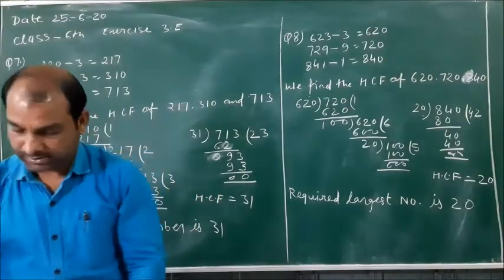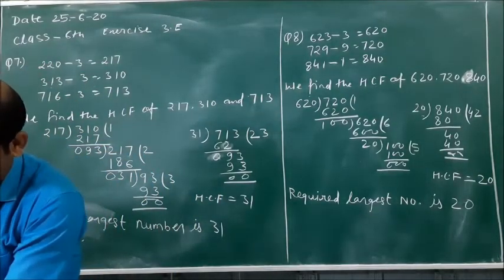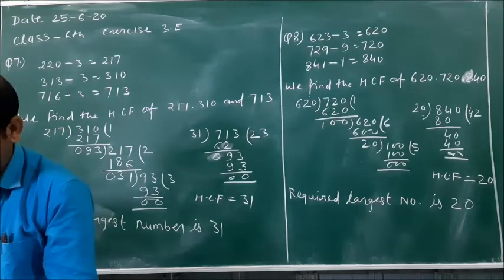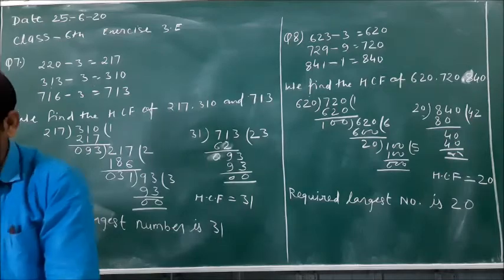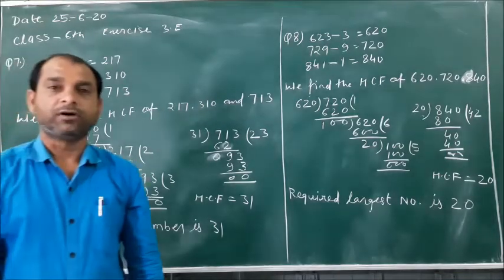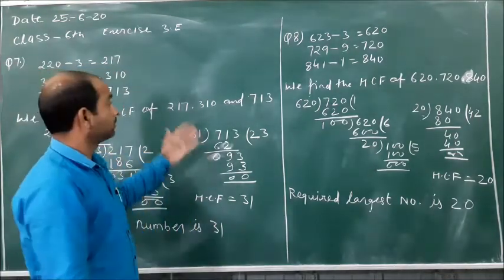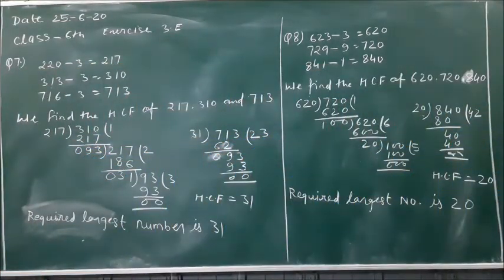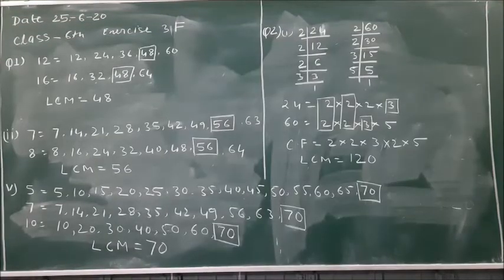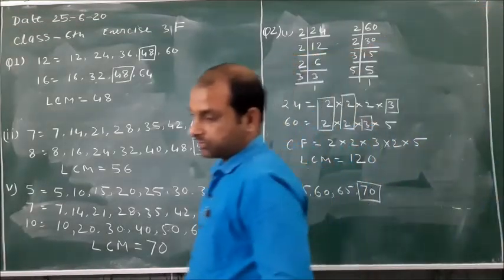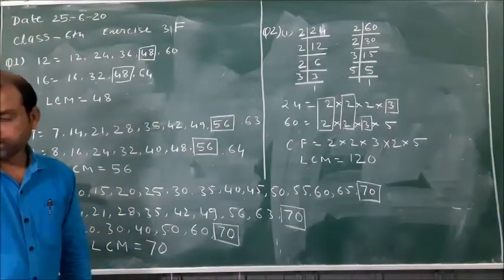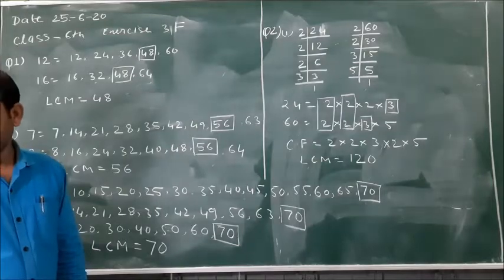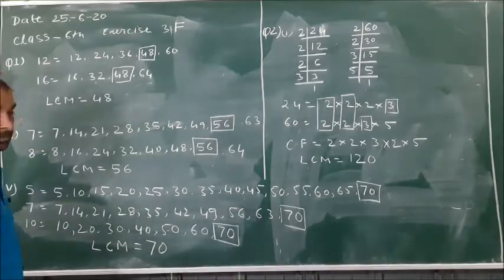Now the exercise, next exercise, question number first. Exercise 3F. This is the last exercise of this chapter. Now exercise 3F. Now dear students, first question, exercise 3F. Find the LCM of the following numbers by listing multiples.